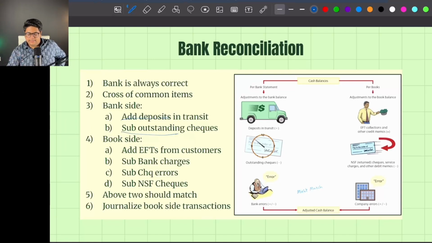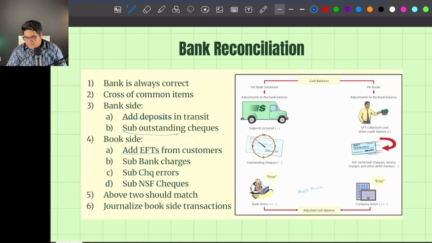Next up, your book side. Oftentimes your customers will pay you a bit late, so that check will be added into your bank account a bit late. This is your electronic fund transfer, so you need to add your EFTs and subtract bank charges. Your bank will charge you a fee for using their service, and the bank will account for it, but your book might not, so you need to subtract that from your book balance.